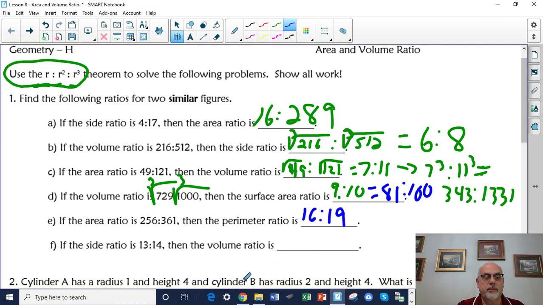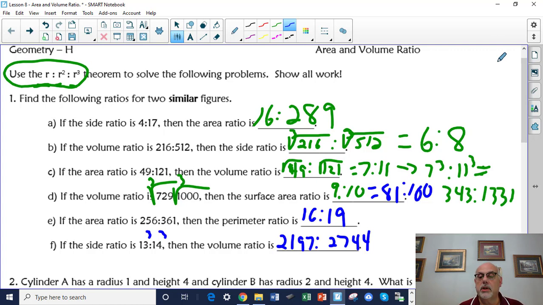So part F, the side ratio is 13 to 14. Well, the volumes is going to be 13 cubed to 14 cubed, or 2,197 to 2,744. So these are calculated problems, okay? Cube root, you have to find it on the calculator. It's a math function, okay?